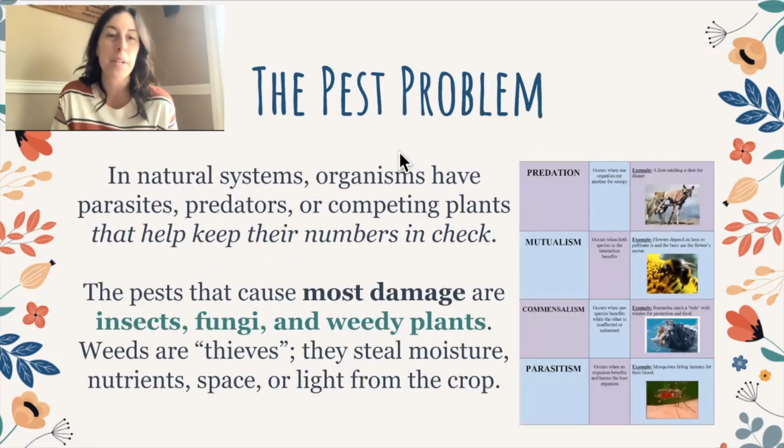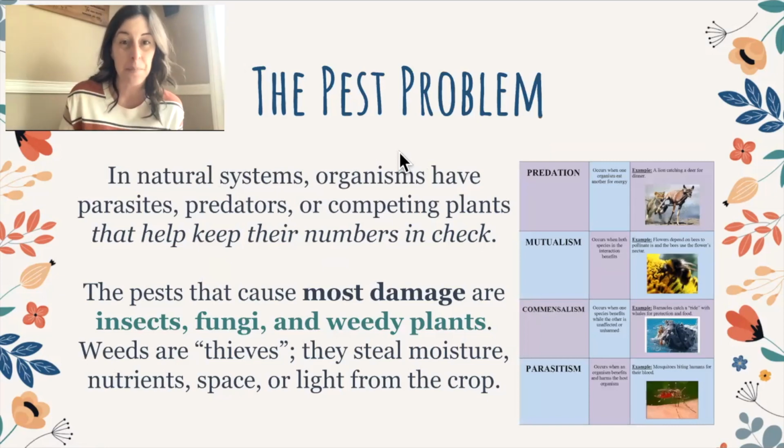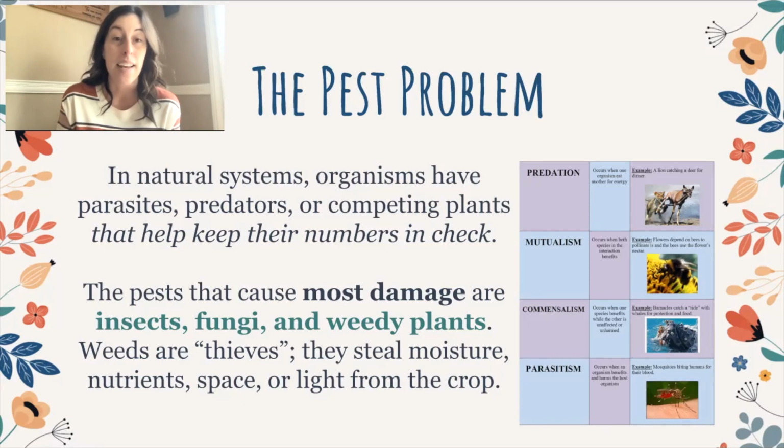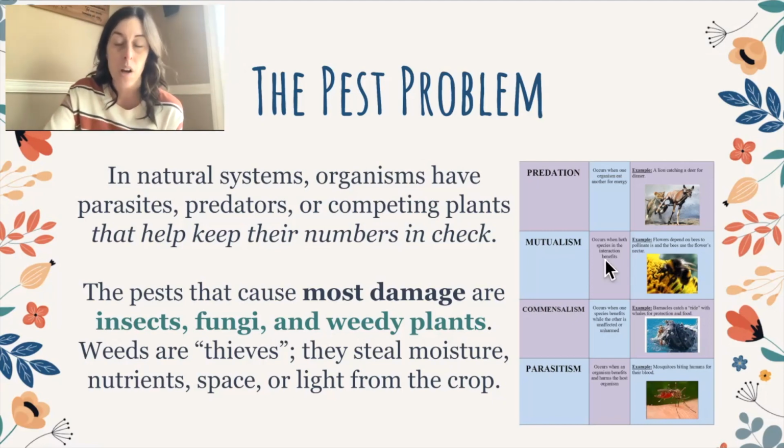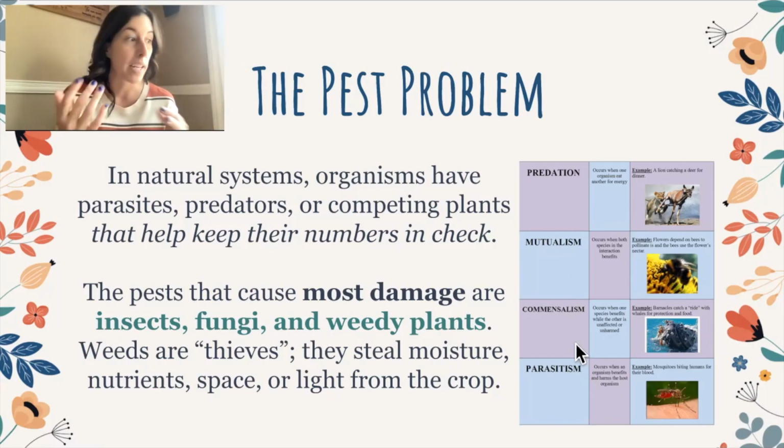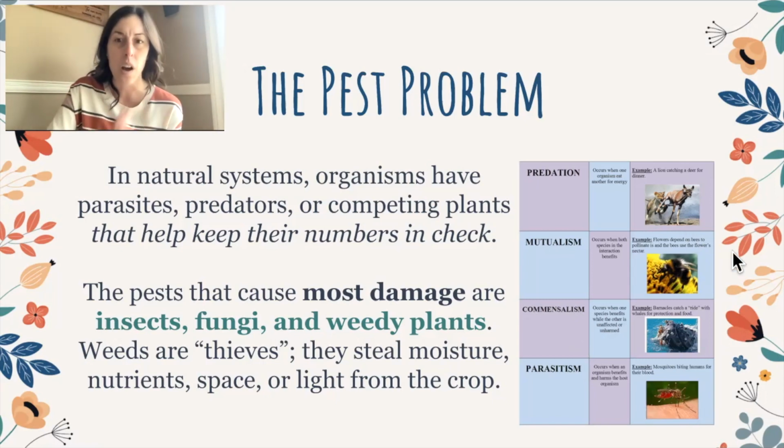So, the pest problem. In natural systems, or like an ecosystem, organisms have parasites, predators, or competing plants that help keep their numbers in check. In Unit 1, we talked a ton about ecosystems, food chains, food webs, and relationships between animals and organisms, whether it's bacteria or bugs or bumblebees or whales. We talked about predators, mutualism, commensalism, and parasitism. So we've talked about all of these things.